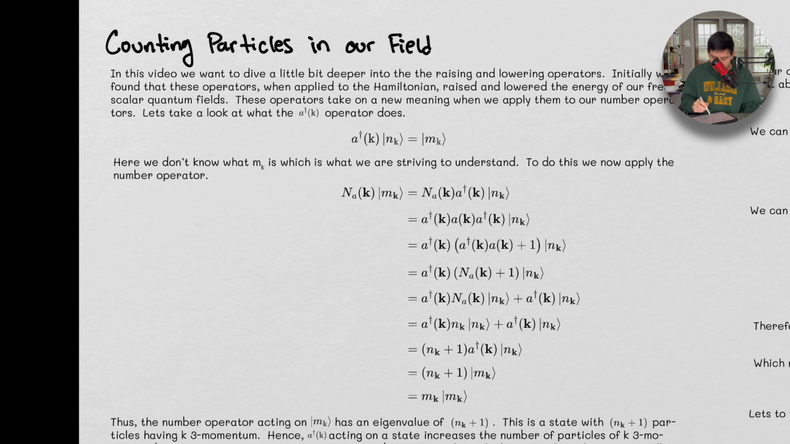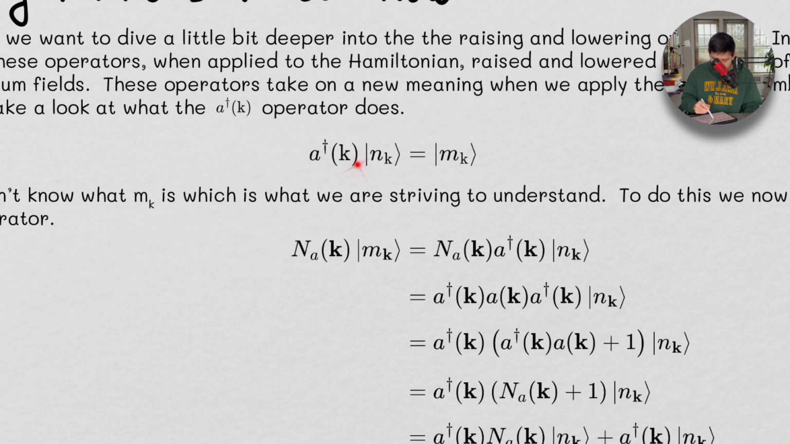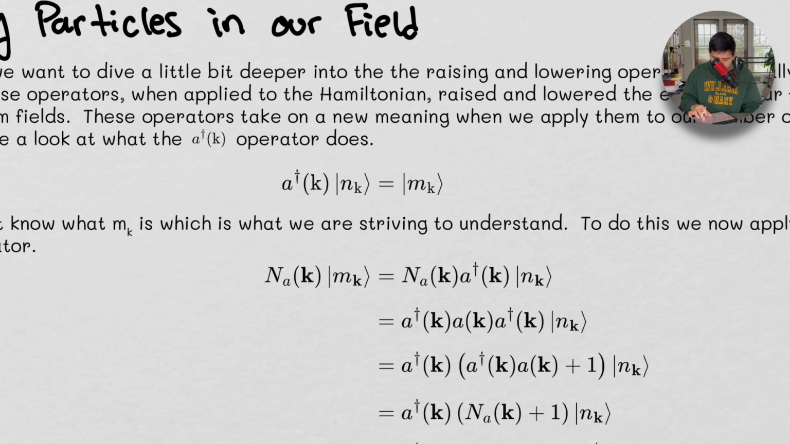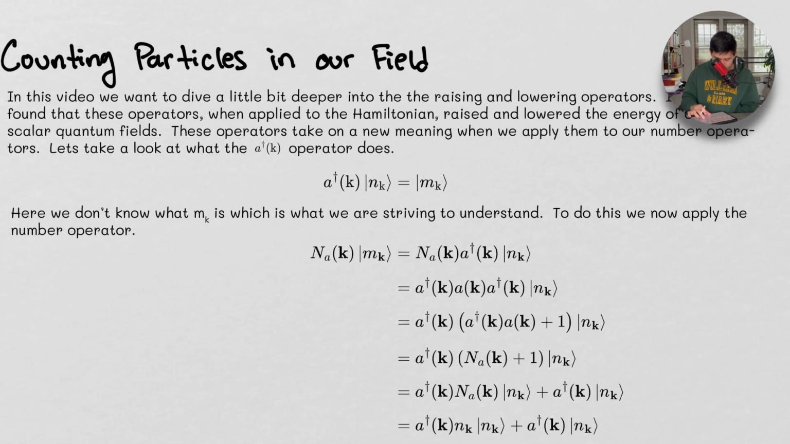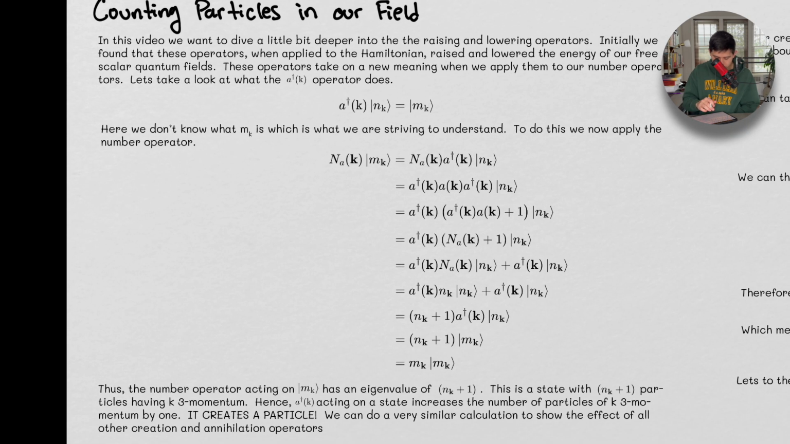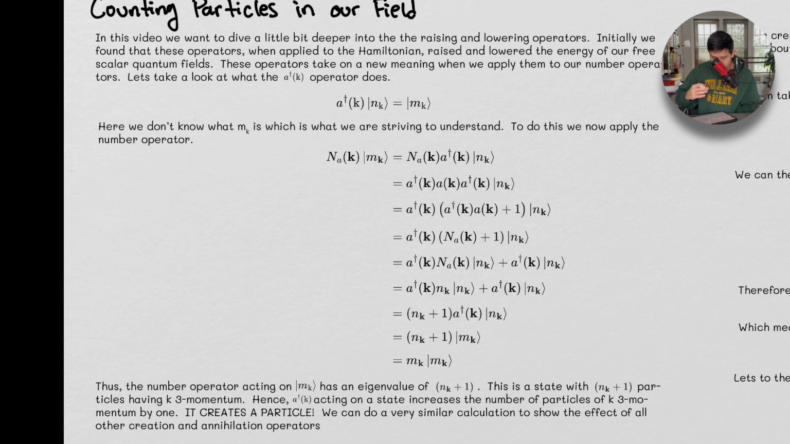But we want to understand what happens when we use the a dagger operator on n_k. This is just some arbitrary state where n_k is the number of particles of momentum k. Okay, we want to know what the result is, and we're going to call that result m_k. We don't know what this is yet. We want to calculate this in terms of these guys. Okay, so let's go ahead and do that. Here we don't know what m_k is, which is what we're striving to understand.